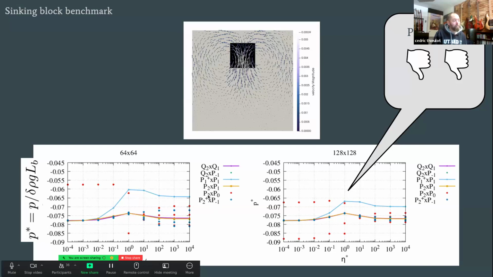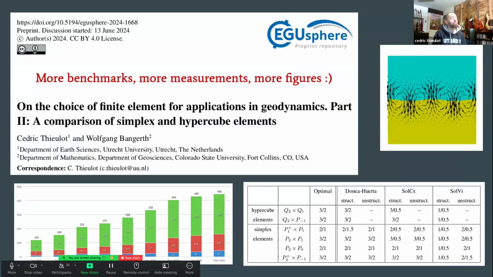And again, because the P2 P0 has a discontinuous pressure from element to element, you have these changes in values. And the only way to bring that error down is to increase resolution, but to the point that you'll pay a very high price if you want to have all the red dots on this line. So again, the conclusion here is that the P1 plus P1 and the P2 P0 are not suitable. And if you care about more of these results, we've run more benchmarks, we do more measurements, and we show more figures in the paper.